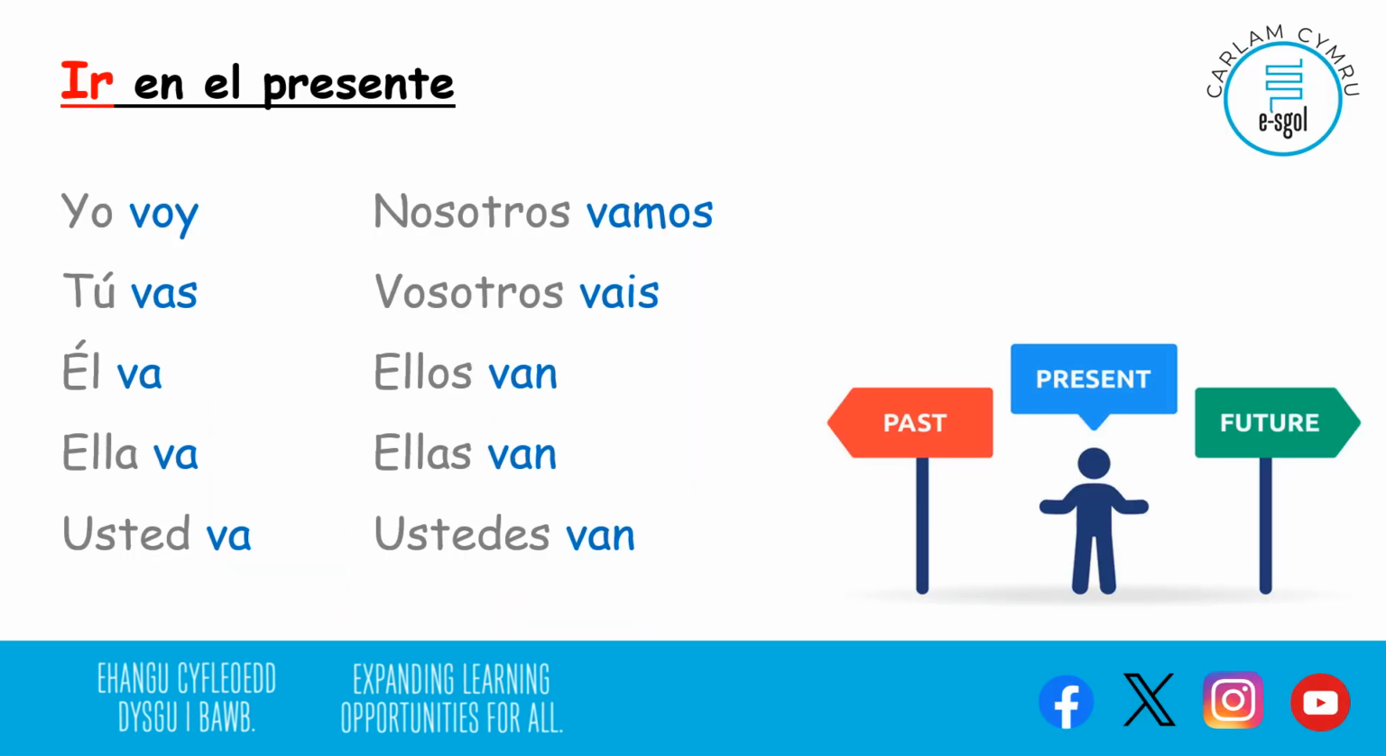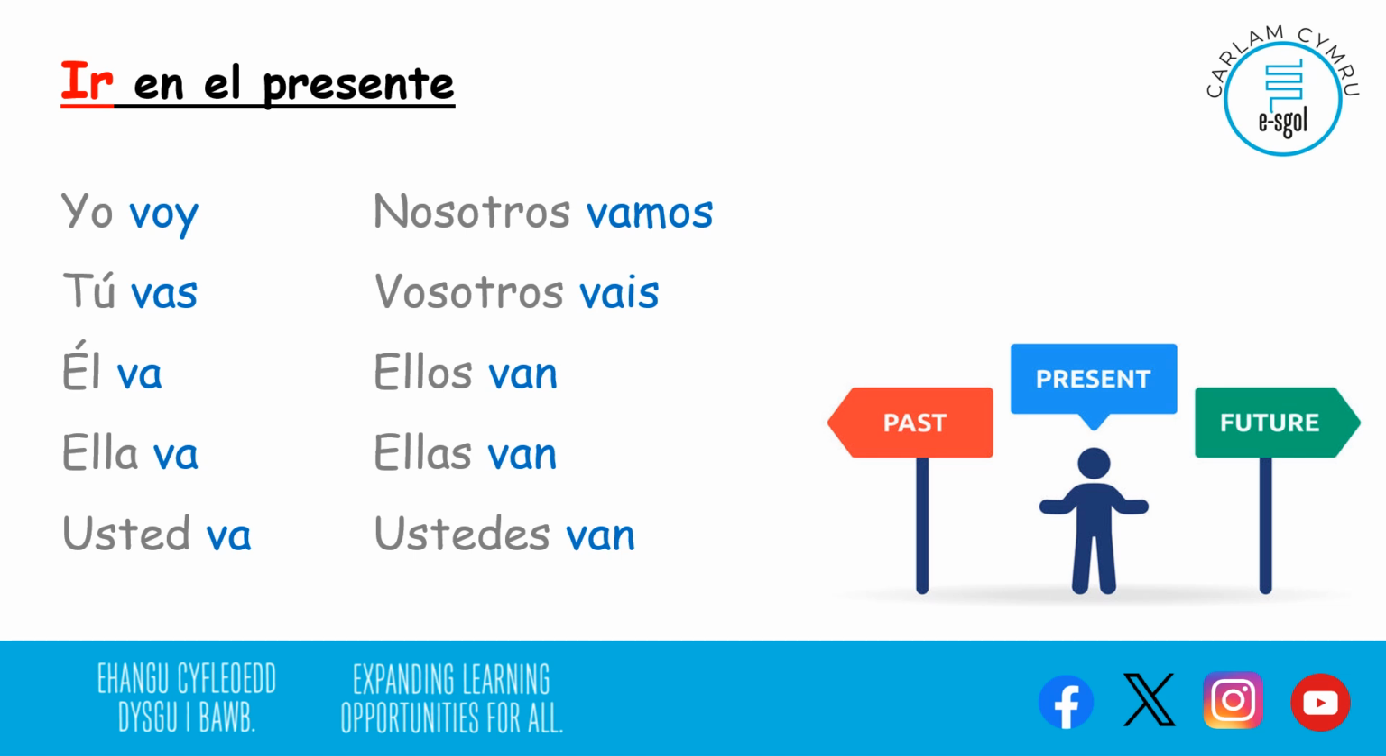So we will start with ir en el presente, to go in the present tense. You'll see the pronouns in grey here because, as I'm sure you know, you can use the pronouns in Spanish, but you don't have to. If it is obvious who is speaking, then you don't need to use the pronoun.